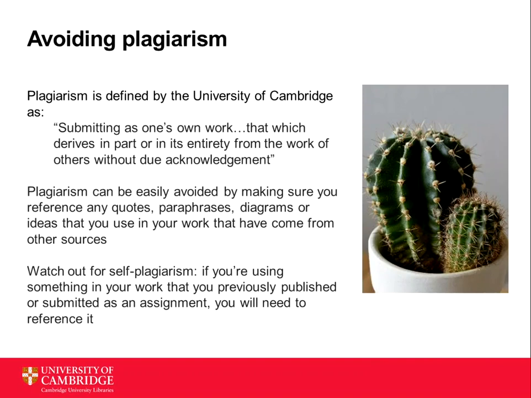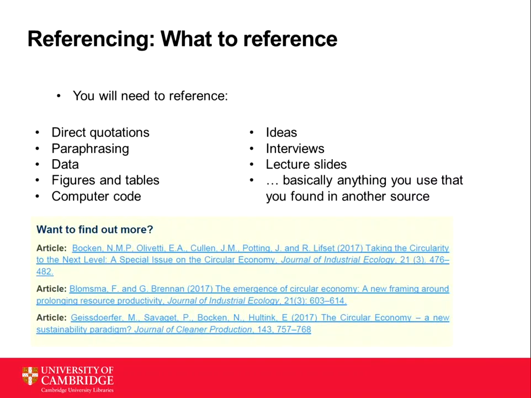Proper referencing is the gold standard for academic writing, and as well as avoiding plagiarism, helps to show the depth of your research, acknowledges the work of others, and gives your readers places to go for further information. It is good scholarly practice and it helps to ensure the academic integrity of your work. Confused about what you need to reference? Don't be. You will need to reference any direct quotation, paraphrases, data, figures and tables, lines of code, ideas, interviews, lecture slides, and basically anything you found in another source that isn't your own original work.